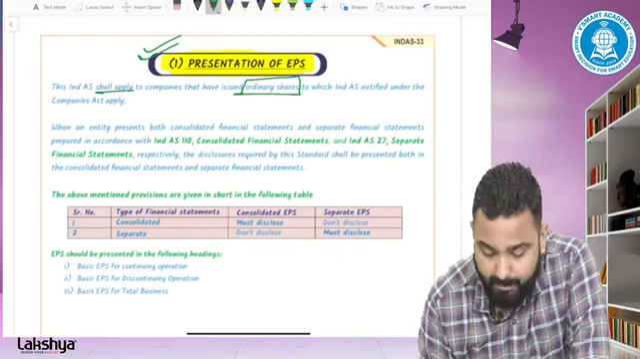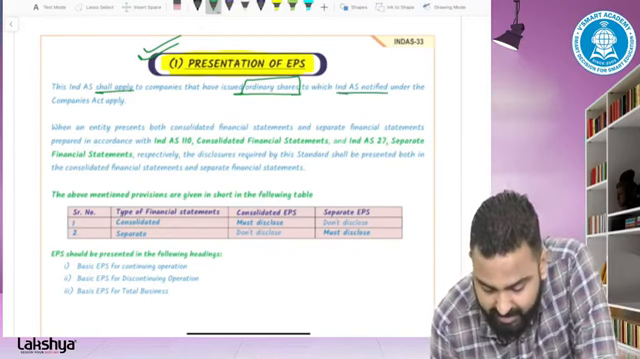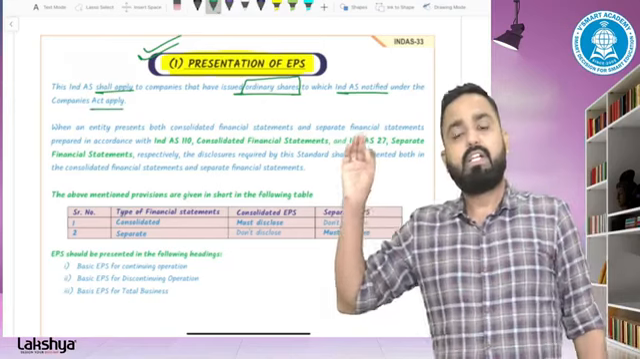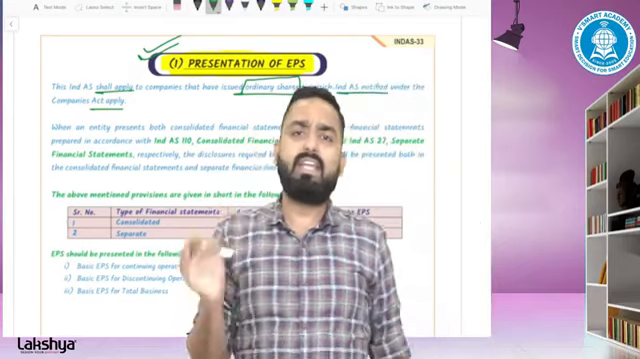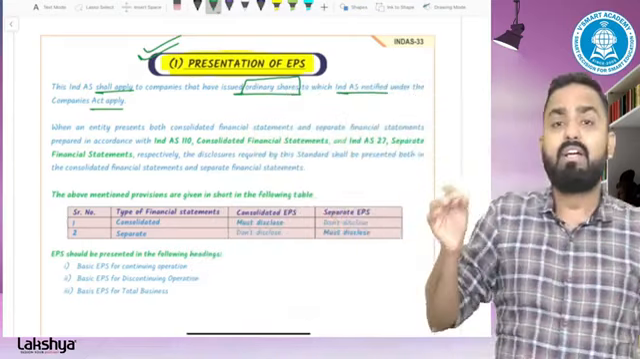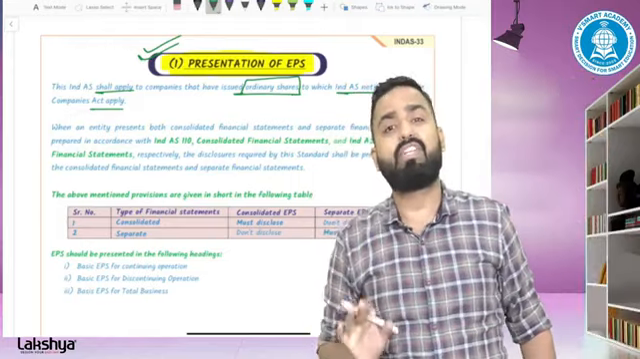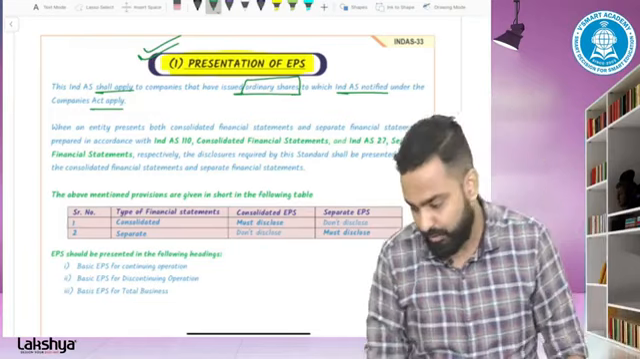Ind AS shall apply to companies that have issued ordinary shares to which Ind AS notified under the Companies Act apply. So any company which applies Ind AS has to apply Ind AS 33 also. Ind AS 33 will be applicable when the company has outstanding equity shares. Obviously, every company must have outstanding shares.